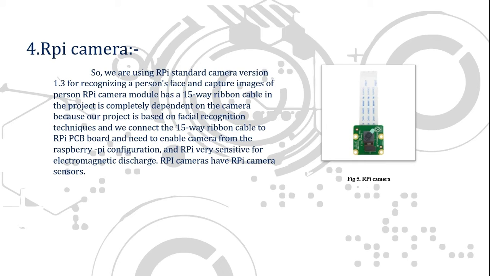We connect the 15-way ribbon cable to the RPi PCB board, and we also need to enable the camera from sudo raspi-config. Okay, and the camera is very sensitive to electrostatic discharge. The RPi camera has camera sensors, so we need to take care about this.